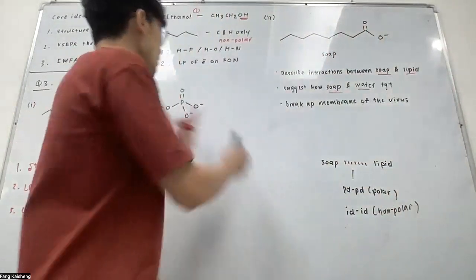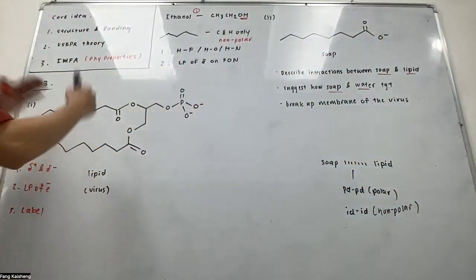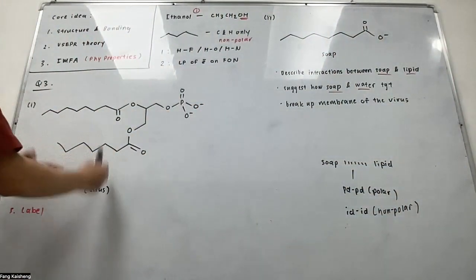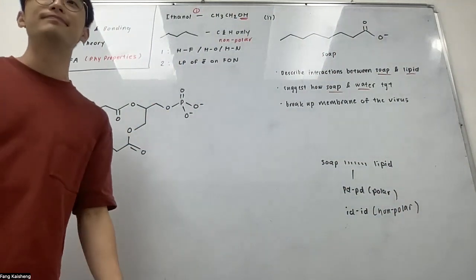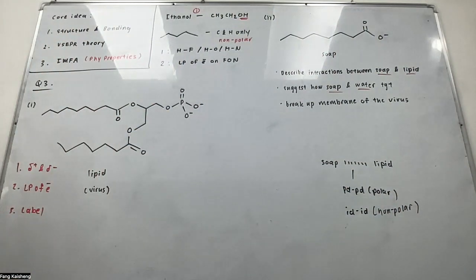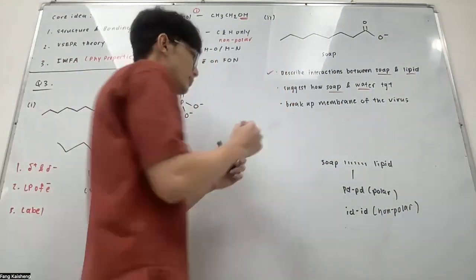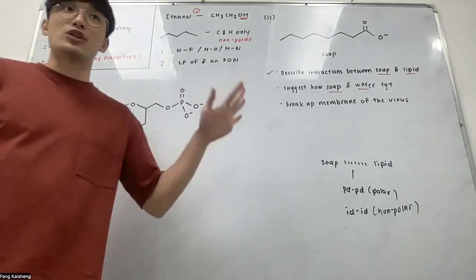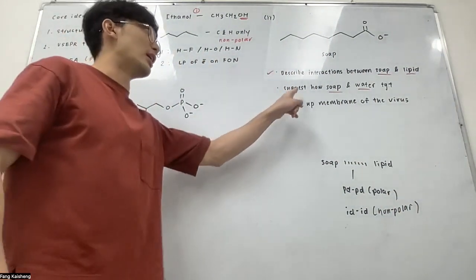You have a polar portion here, yes. You have a non-polar portion here. That's ID-ID. All good? Okay, so that's the first part of the question. Done. Any questions so far? Okay, let's move on to the second one.